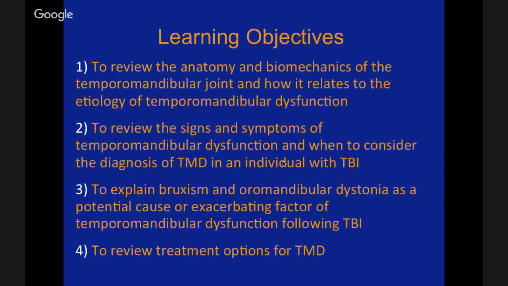The learning objectives for this talk will be to review the anatomy and biomechanics of the TMJ and how it relates to the etiology of temporomandibular dysfunction, review the signs and symptoms of TMD and when to consider the diagnosis in an individual with traumatic brain injury, explain bruxism and oromandibular dystonia as a potential cause of TMD following traumatic brain injury, and then review treatment options.